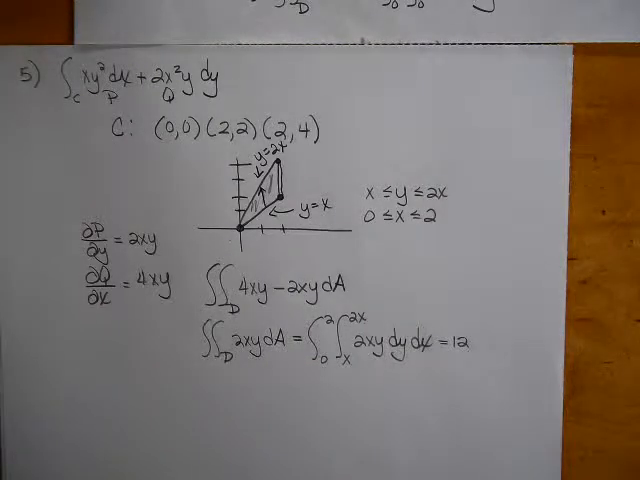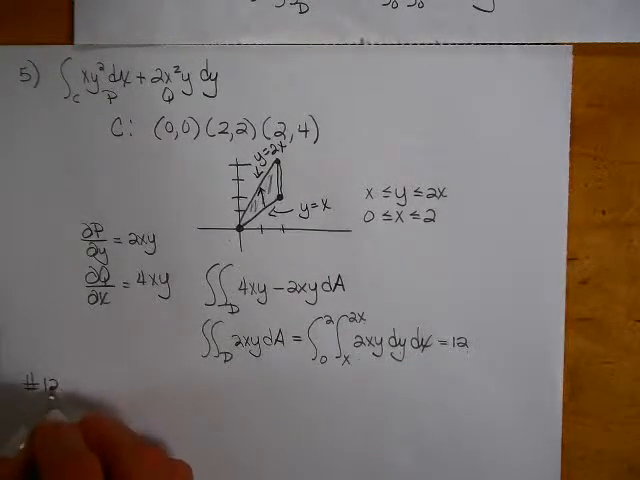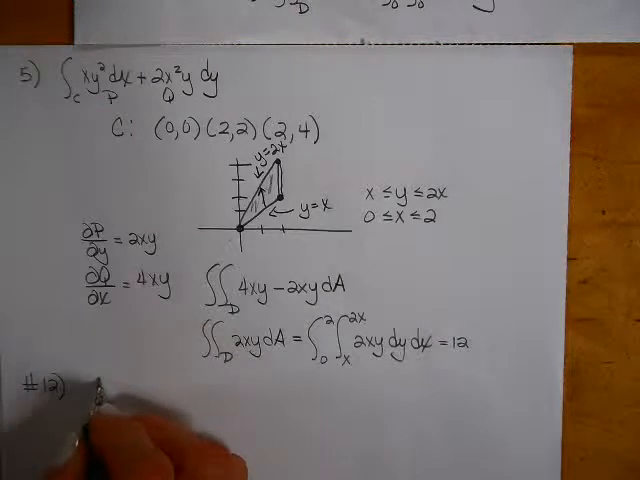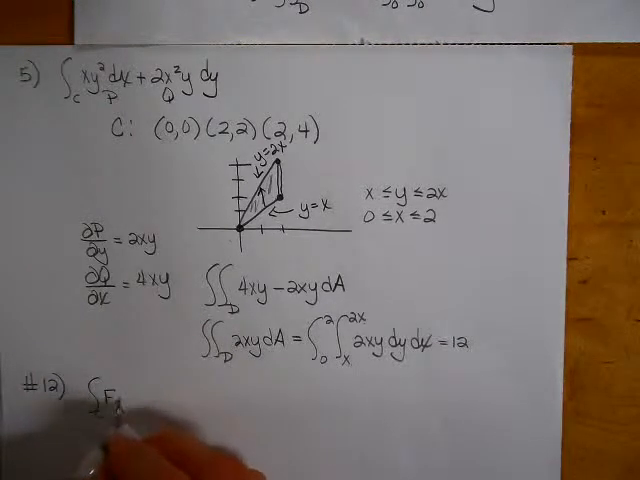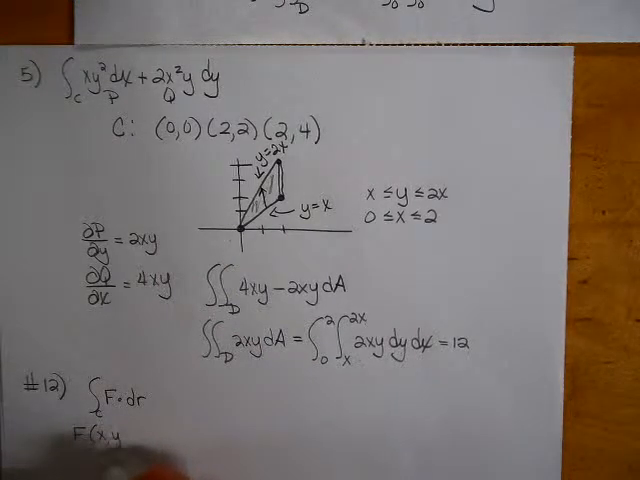Okay, and then let's do one like number 12. Is there a question on this one? All right, let's do a question like number 12 because it's set up a little bit differently. They want us to use Green's theorem, and they're telling us to find the integral of F dot dr, and they're giving us our F of x function.